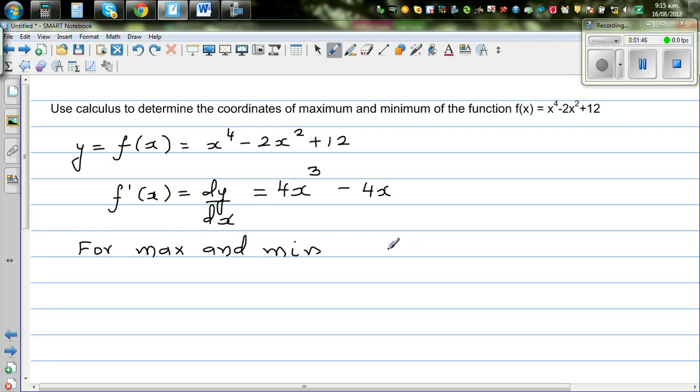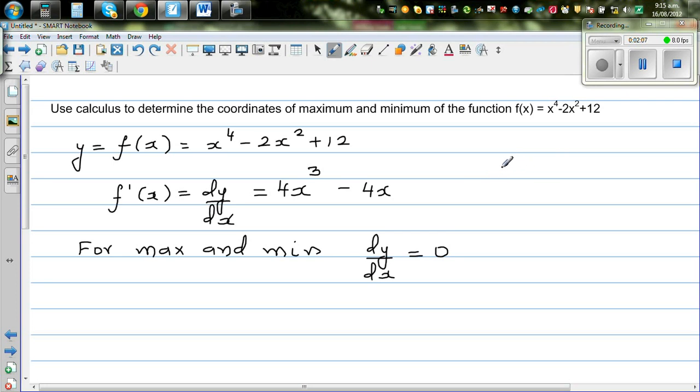So there are two types of maximum: a local maximum and a global maximum. In the same way, you can have a local minimum and a global minimum. I'll come to that later. So for maximum and minimum, your dy by dx, your gradient, has to be 0 at a maximum or minimum. Your gradient is 0. Again, let me explain this.